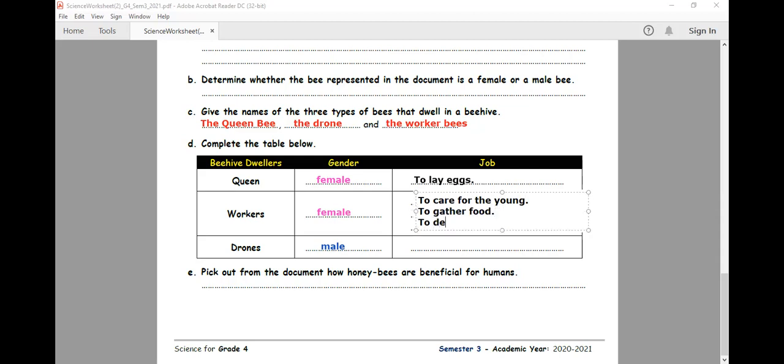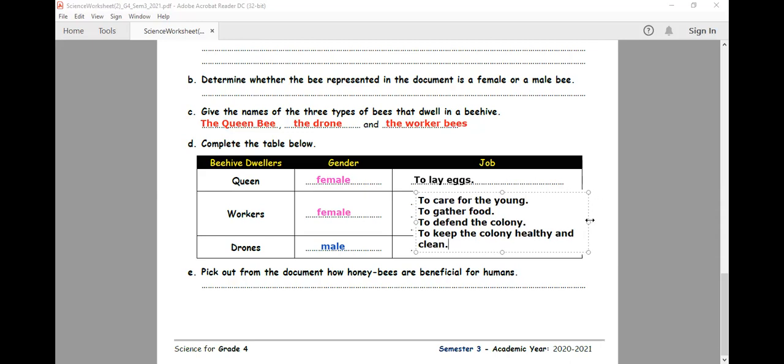To defend the colony. And keep the colony clean. To clean the colony, bravo. How to keep the colony clean. The colony. And clean. And clear.